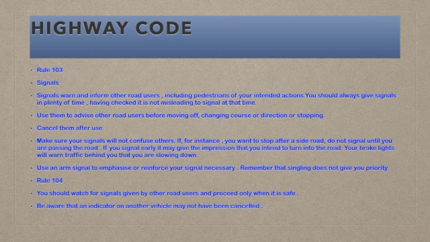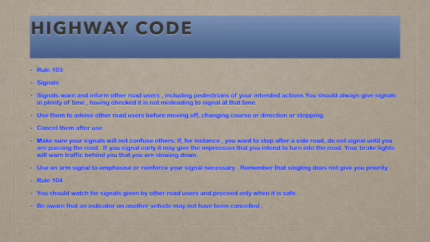If, for instance, you want to stop after a side road, do not signal until you are passing the road. If you signal early, it may give the impression that you intend to turn into the road. Your brake lights will warn traffic behind that you are slowing down. Use an arm signal to emphasize or reinforce your signal. Remember that signaling does not give you priority.